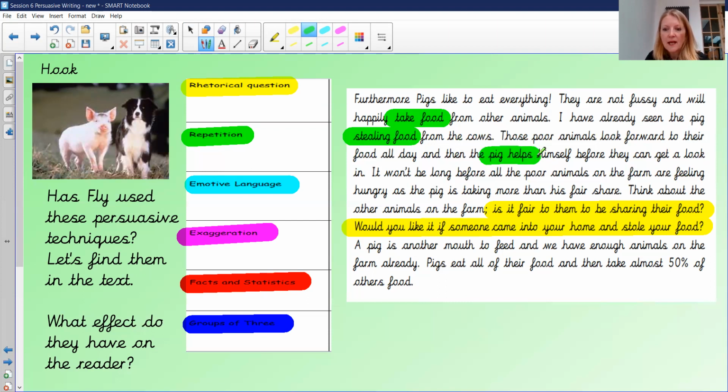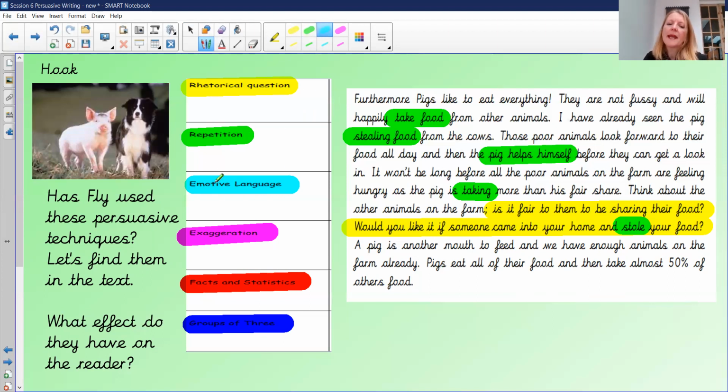pig helps himself, taking, gosh, lots, isn't there? I could almost highlight that bit again in the rhetorical question. So lots of repetition of this idea of the pig not even asking, he's stealing the food. Okay, so there's my repetition.